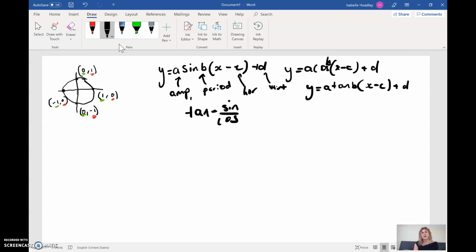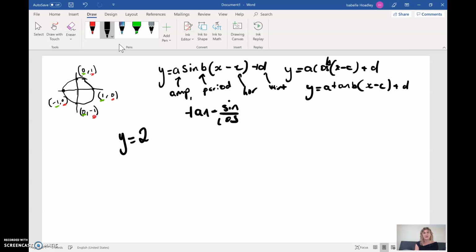and 1 divided by 0 is undefined. So that's why we have that asymptote for tan at that point there. Okay, so I just want to talk through what each of these A, B, C, and D do, and we're going to draw a graph, and then I'll show you on the graphing calculator with tan and cos as well.